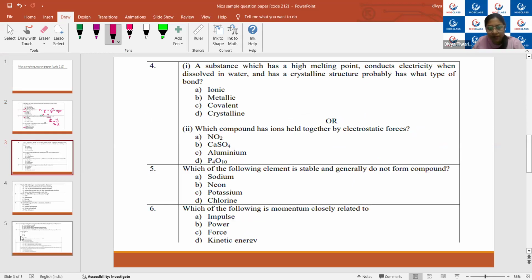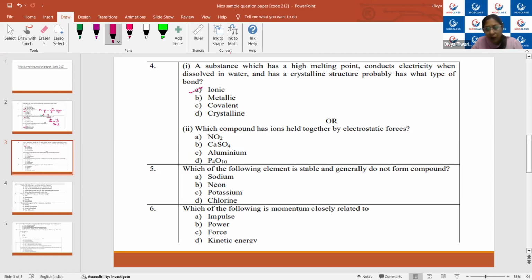Now let's proceed with the next question, which says: a substance which has a high melting point, conducts electricity when dissolved in water and has a crystalline structure probably has which type of bond? As we know, we get cations and anions only in the ionic bond. Otherwise, in all others, we have a sharing of electrons, right? So A will be the answer for this. Now let's proceed with the next second part.